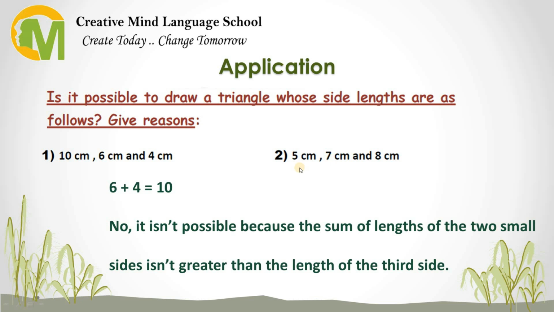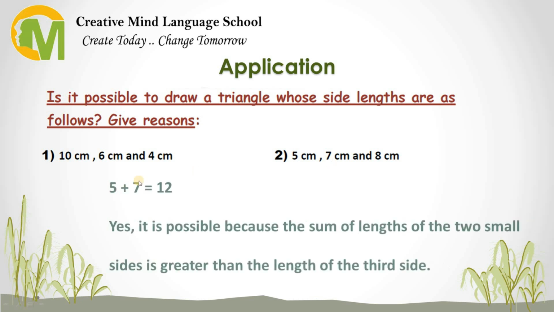Moving on to the next example. We have here three sides, 5, 7, and 8. Now we will sum up the two small sides, 5 and 7, and compare it to the third side, 8. Here we have 5 plus 7 equals 12, and 12 is greater than 8. So the answer is yes, it is possible, because the sum of the lengths of the two small sides is greater than the length of the third side.